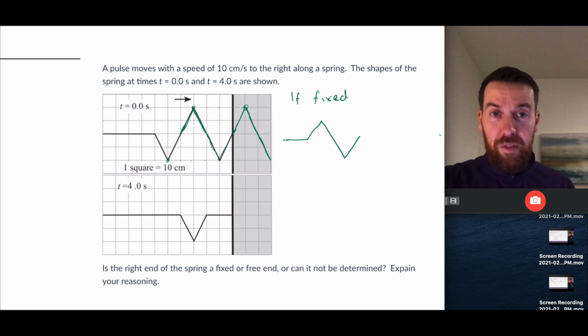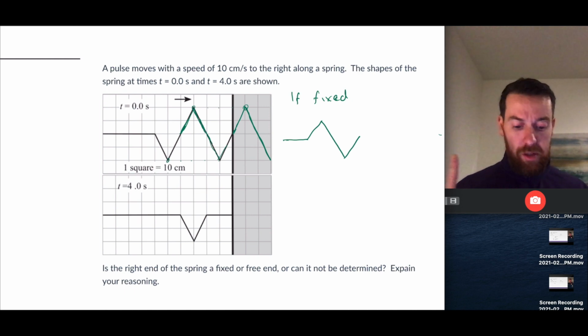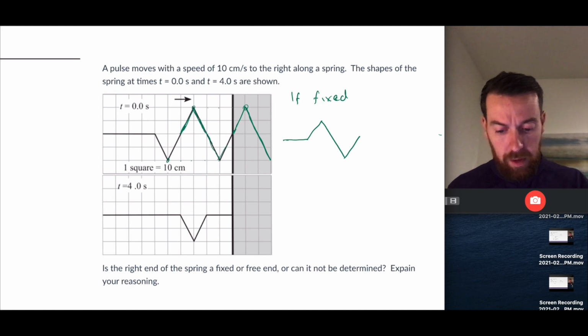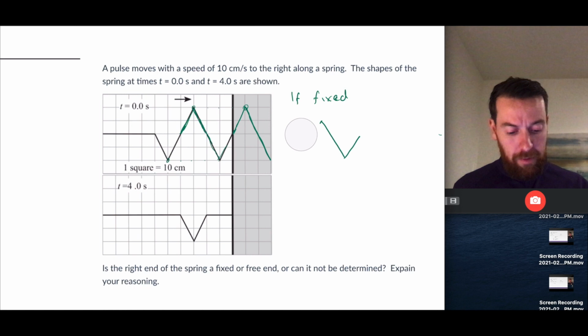So I would expect something like this if it were fixed. But it doesn't look like it is a fixed end. We know in the fixed end we get an inversion of the incident pulse, and since here we're not getting an inversion, we're getting the reflection coming on the same side, it's actually a free end.